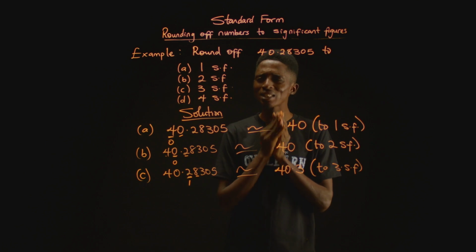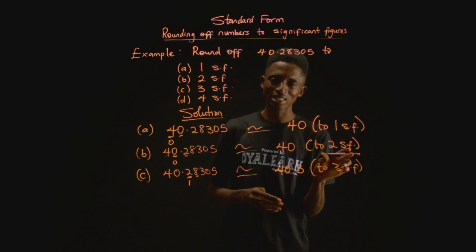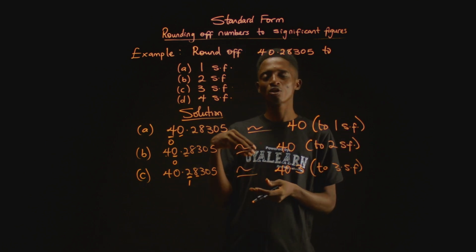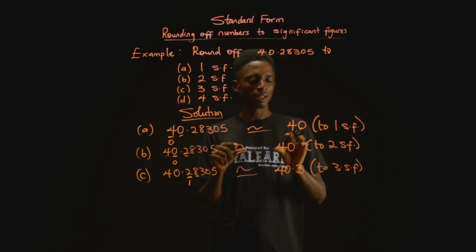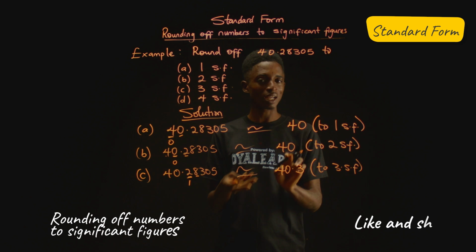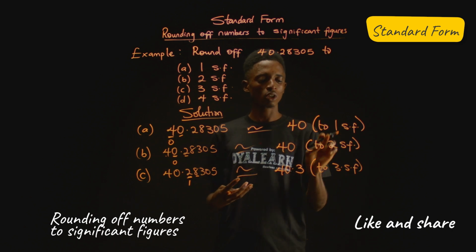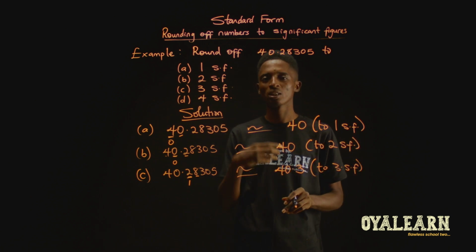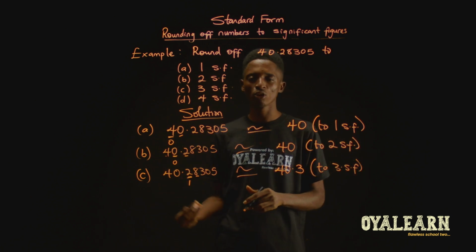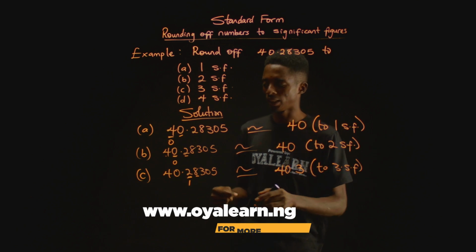It is always important that you put this at the end of your answer. If it is not there, the teacher doesn't know what you have done, right? Because as I've said earlier, you look at these two, they look similar. But when we stated that this is to 1 significant figure and this is to 2 significant figures, it helps whoever is checking your work to know what you have actually done.